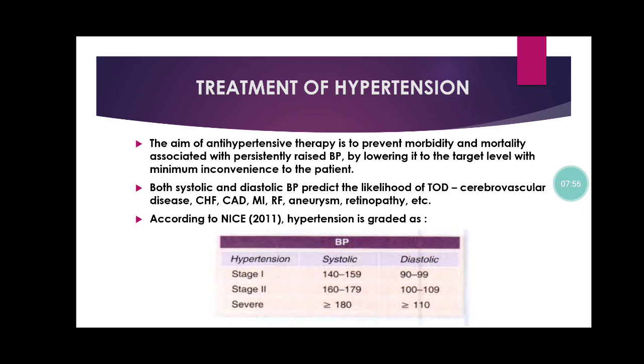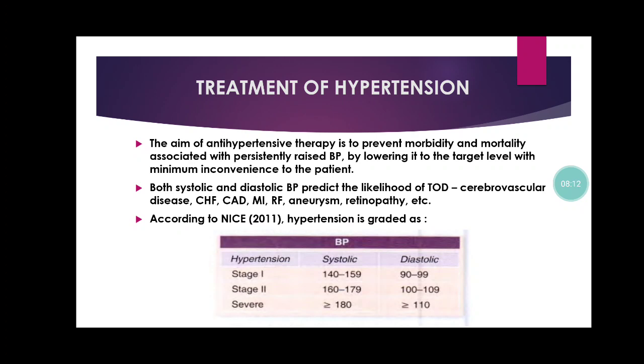While measuring the BP, both systolic and diastolic BP can be used to predict the likelihood of TOD, that is target organ damage, which can be cerebrovascular disease, CHF, coronary artery disease, MI, renal failure, aneurysm, retinopathy, etc.